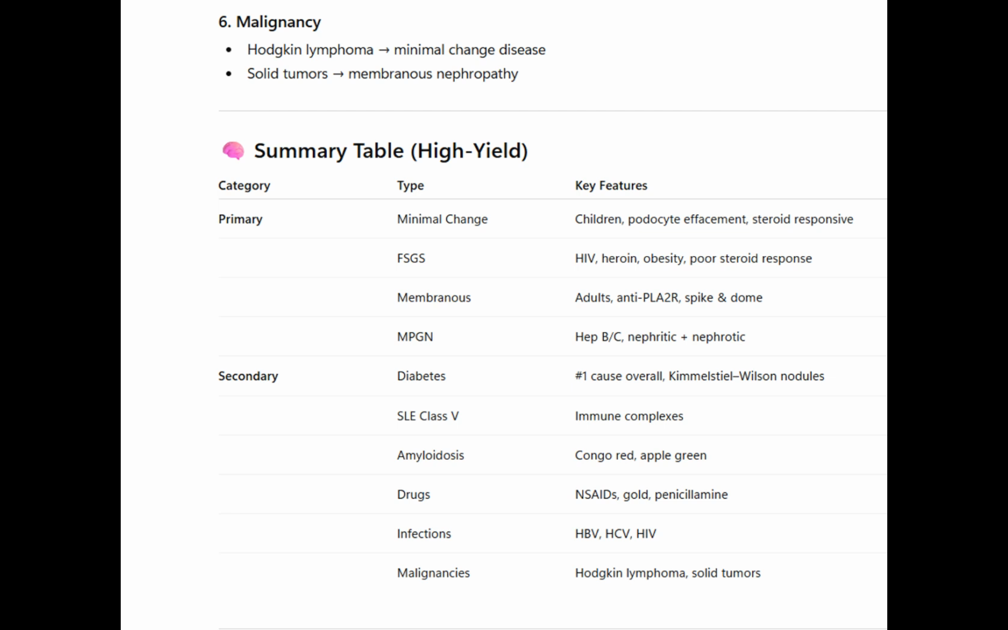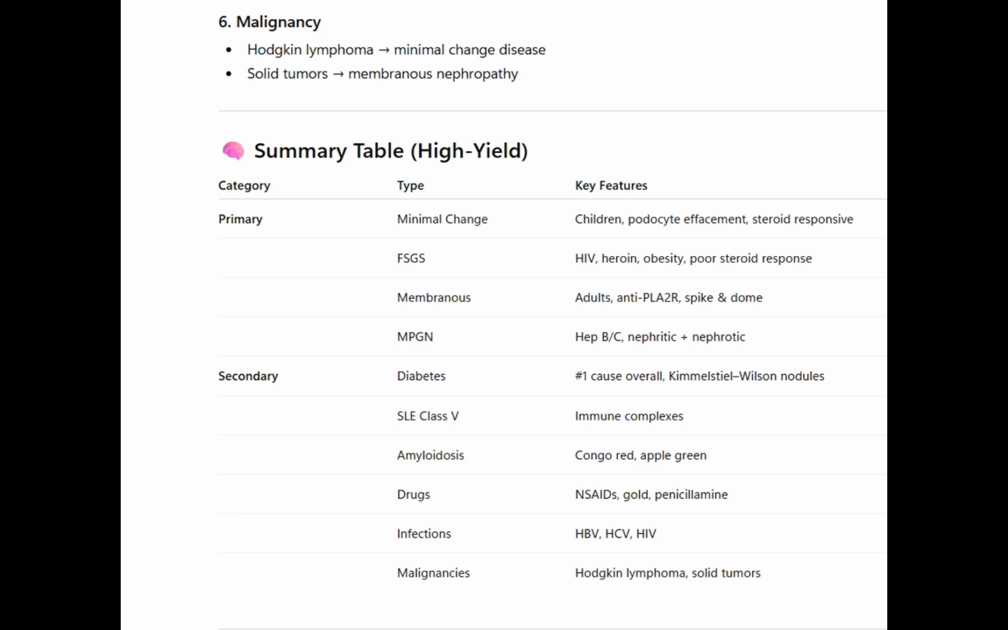Malignancies. Finally, some cancers can trigger nephrotic syndrome. Hodgkin lymphoma is classically associated with minimal change disease. Solid tumors, including lung and colon cancers, may lead to membranous nephropathy. Summary. In summary, nephrotic syndrome can arise from primary glomerular diseases, such as minimal change disease, FSGS, membranous nephropathy, and MPGN, or from secondary systemic conditions like diabetes, lupus, amyloidosis, infections, medications, and malignancies.